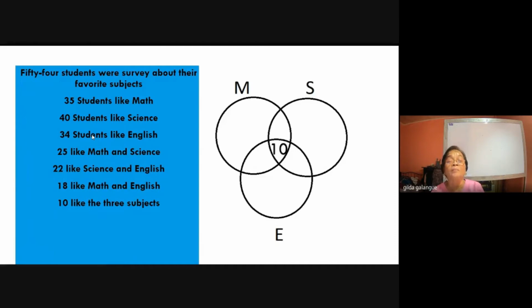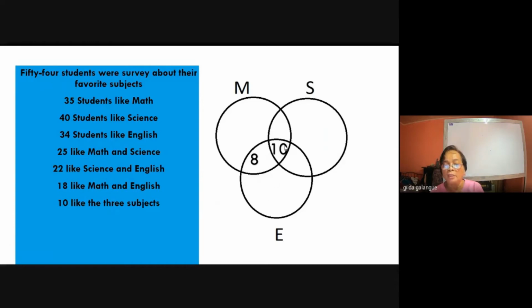Now we have at the bottom again, 18 like math and English. We have math and English. This one is math, the other one is English. We have 18. What number is missing to 10 to make it 18? The answer, class, is 8. Now we have 22 students like science and English. Science and English, we have 22.